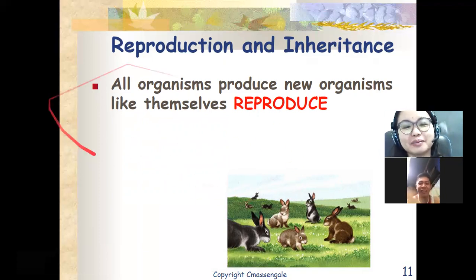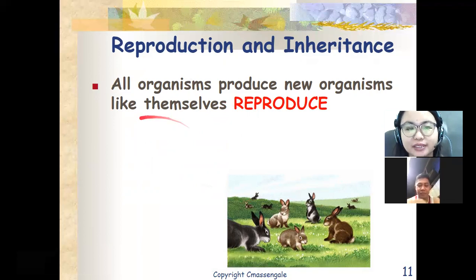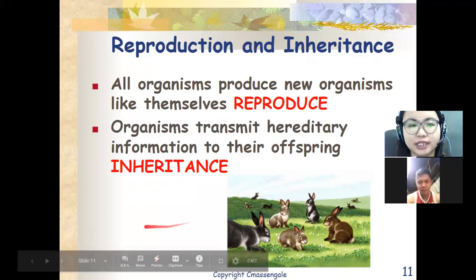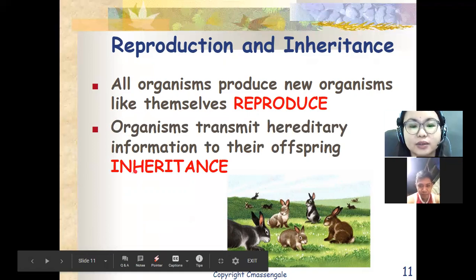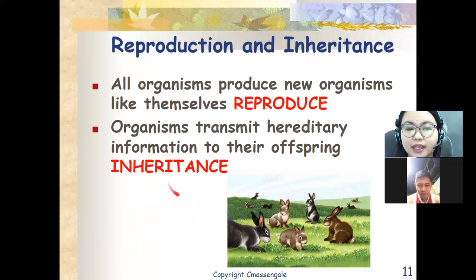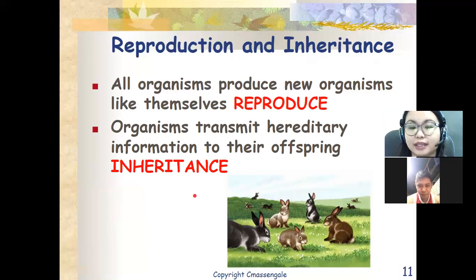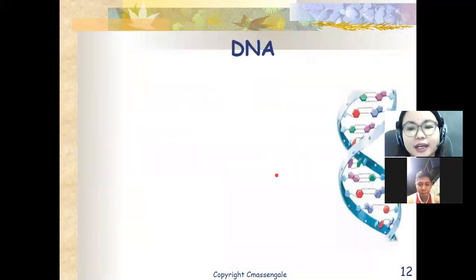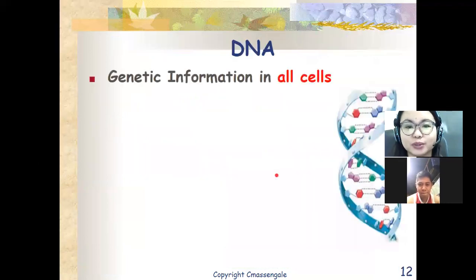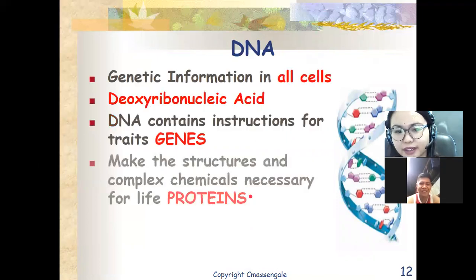Going back, all organisms produce new organisms like themselves, they reproduce. That's the nature of living things. Organisms transmit hereditary information to their offspring. We call it inheritance. In Bisaya we call it kaliwat, like a handsome or strong offspring, or one with curly hair or a clever mind, whatever.